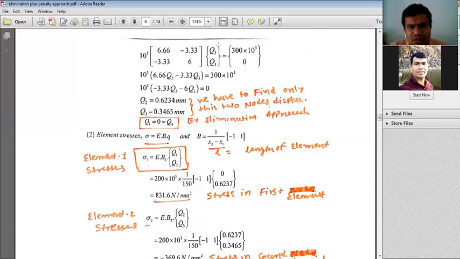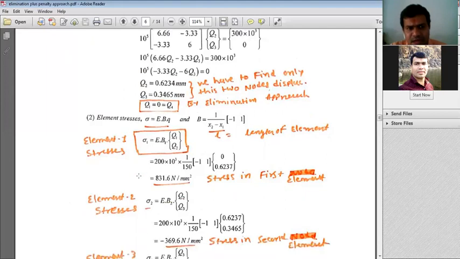You have to solve this equation by a simple mathematical process and find out Q2, Q3. This is your second node displacement Q2. Q3 is 0.3465, Q2 is 0.6234 mm. We have to find only these two nodes' displacement. Right? Q1 is equal to 0 and Q4 is equal to 0, as per the elimination approach and the structure's first node and fourth node condition.